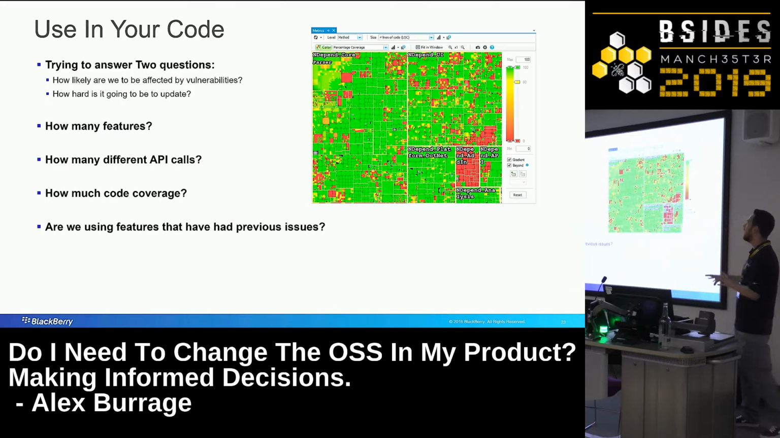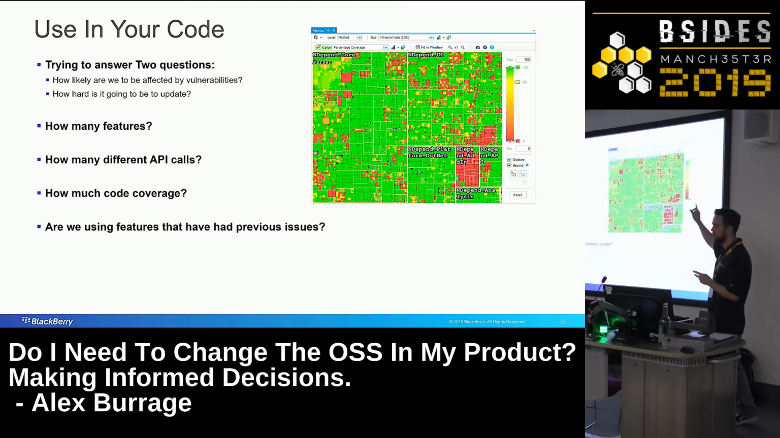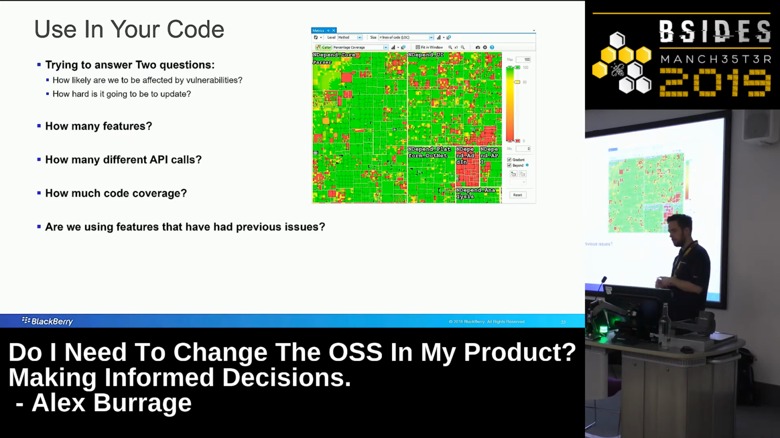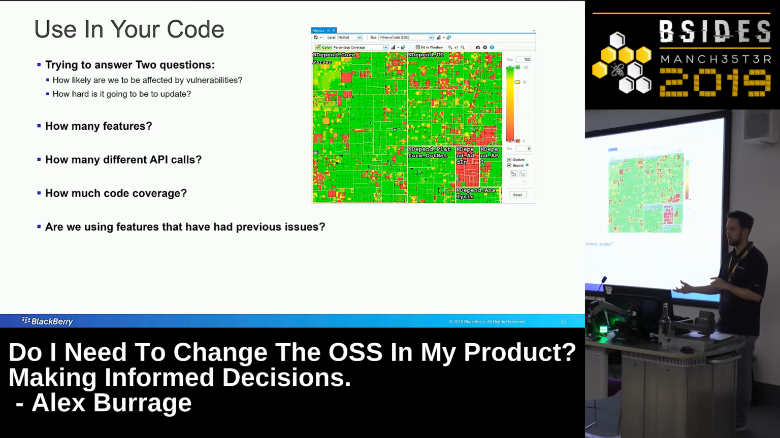Now, exactly how you go about doing that is not something I'm going to go into today. You can just count features. You could look at how many distinct API calls you make. You can look at your code coverage statistics. This is a really good code coverage tool. But in general, getting some idea of how much of the OSS library you use, and in particular which parts of it you use, is a really good idea.